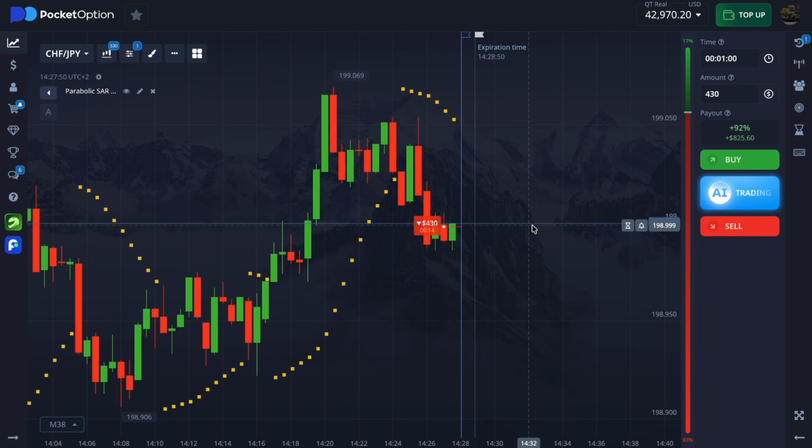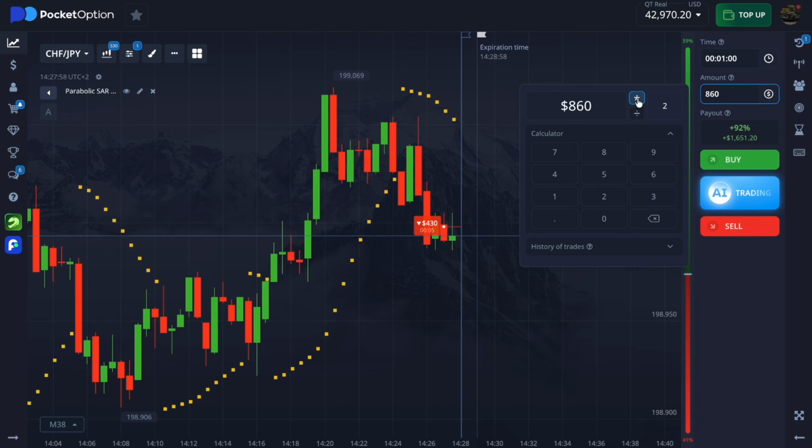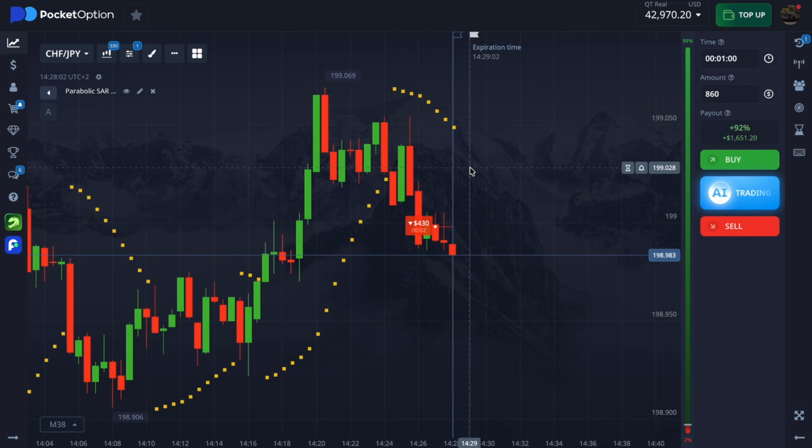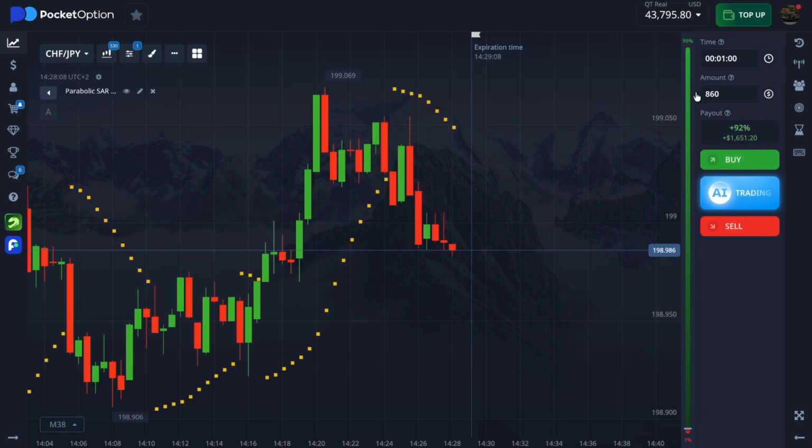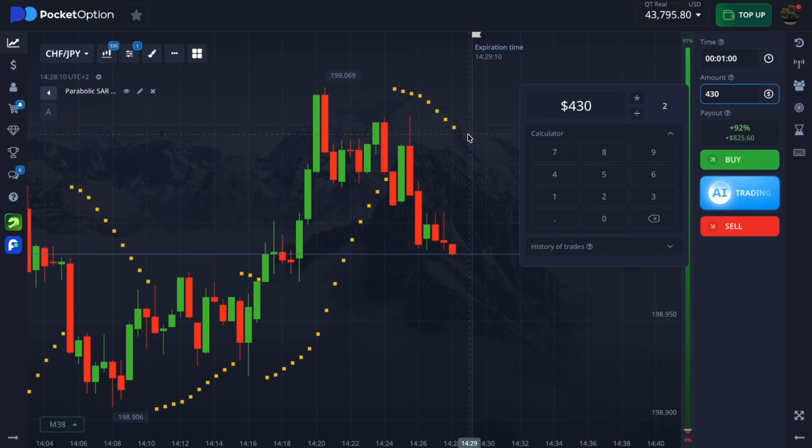In that case, I just double the trade amount. So currently, my open trade is for $430. If it closes at a loss, then I open the next trade with double the amount. I just multiply the trade amount by 2 here, and I will open the next trade for $860. However, my trade closes with a profit. The signal works well, so there's no sense in doubling the amount.